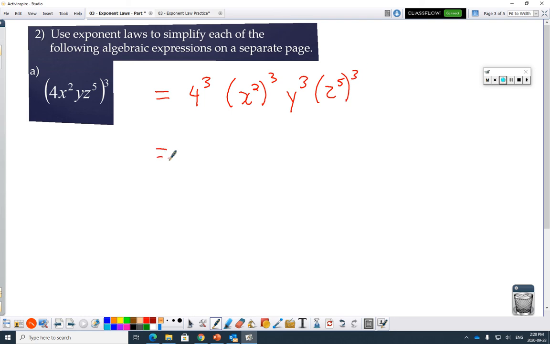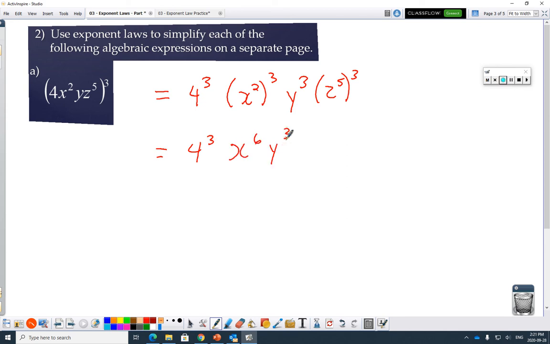Some people aren't going to like that step. They're going to want to jump, and that's fine in these. You can totally jump. 4 gets exponent 3, yes. And then x squared to the power of 3. There's my exponent law number 5. Multiply those 2 exponents.